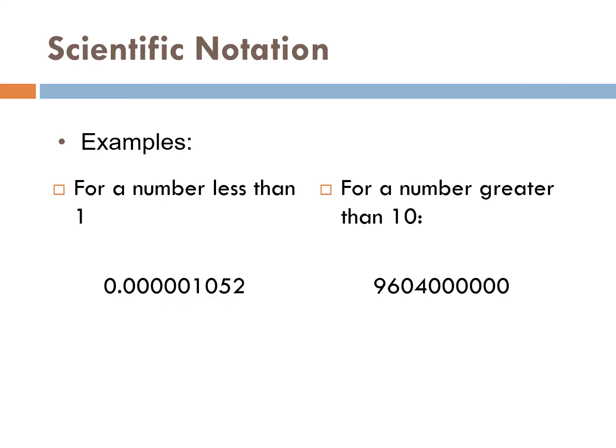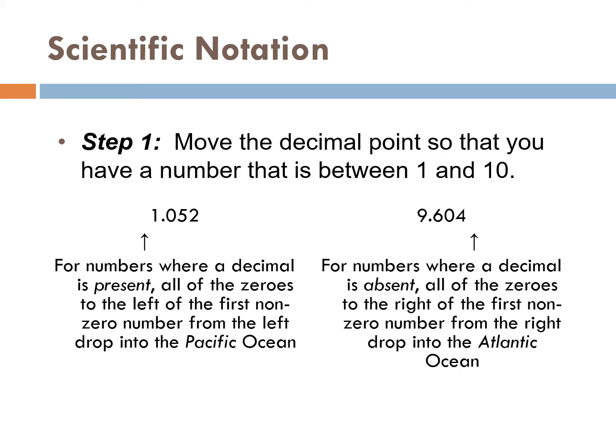So we're going to do 2 examples as we run through how to do scientific notation. The first one is a number that is less than 1, this number right here, and a number that's greater than 10, this one right here. Now there are numbers between 1 and 10, we'll get to that in a little bit. The first step is to move the decimal point so that that number is now between 1 and 10.